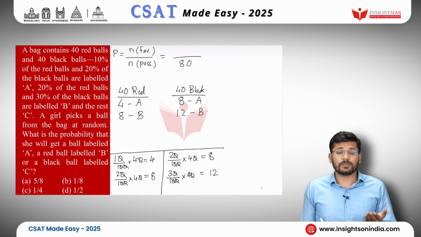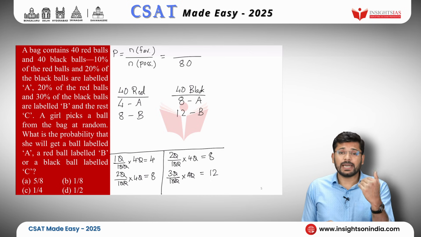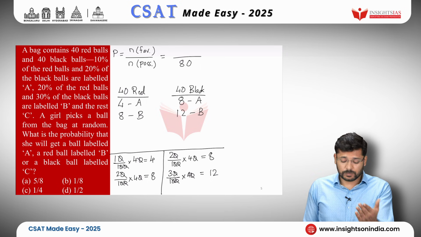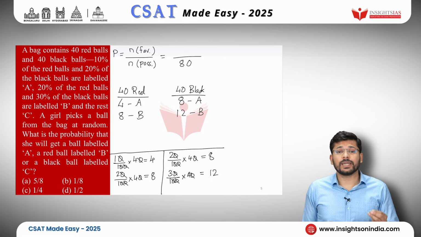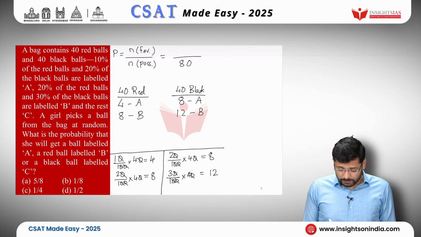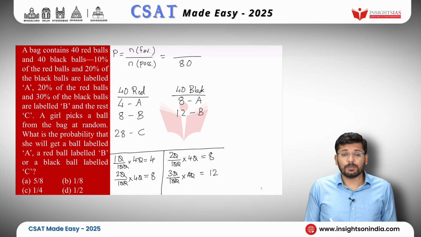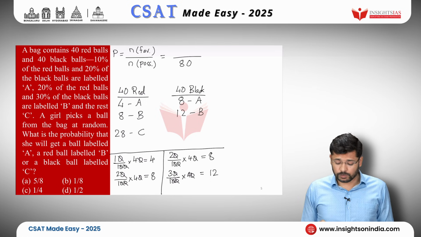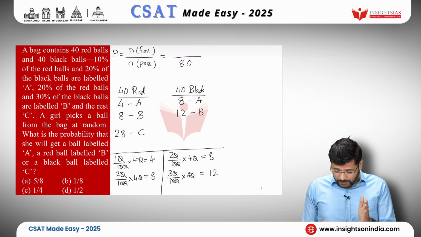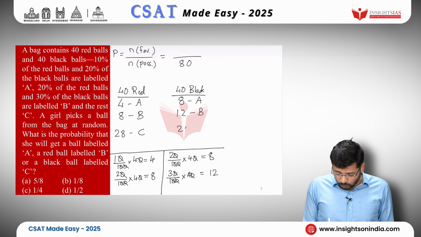And the rest C. See, in red balls, 4 have been labeled A and 8 have been labeled B. So together they make up 12. How many are remaining? That would be 28, right? So the rest, that would be 28 balls, have been labeled C. In black balls, 8 have been labeled A, 12 have been labeled B. How many are remaining? 12 plus 8 is 20. So 40 minus 20, that is again 20. So they have been labeled C.